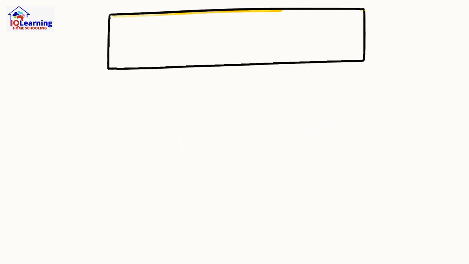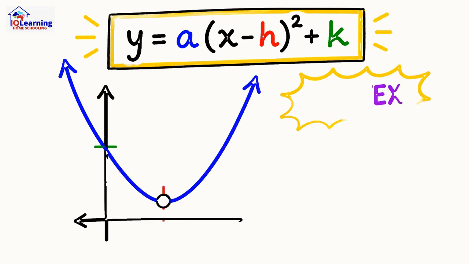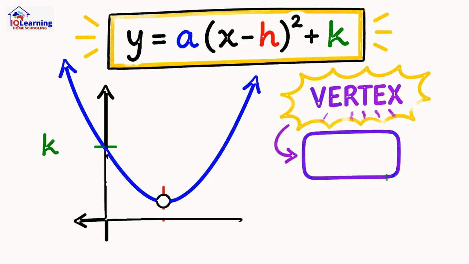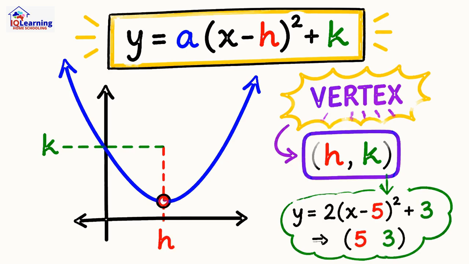This vertex form is the gold standard because it tells you the turning point instantly. It's at the coordinates (h, k). Just remember to flip the sign for h. So for y equals 2 times (x minus 5) squared plus 3, the vertex is at (5, 3).